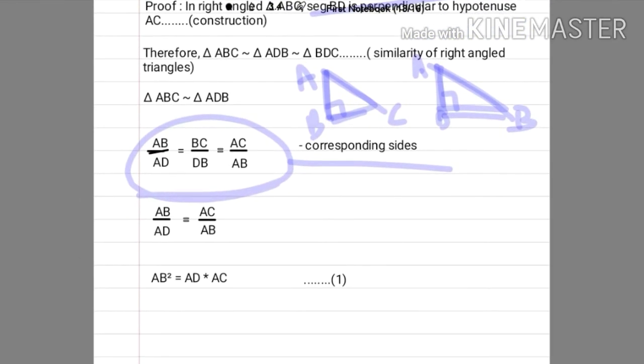And now we are going to equate these two terms, that is AB upon AD and AC upon AB. This is because if we cross multiply these terms, we will get AB square from it. AB square is equal to AD into AC, right? So this is what we get from the ratio of the first two triangles. Next, let's see what we are going to do.